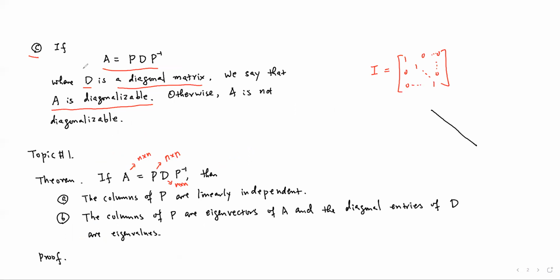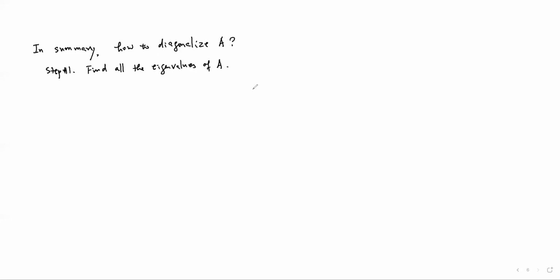Because of this theorem, let me make a summary of how to diagonalize a matrix A. Step 1: find all the eigenvalues of the matrix A. Then form the diagonal matrix D, putting the eigenvalues in the main diagonal. That is matrix D.